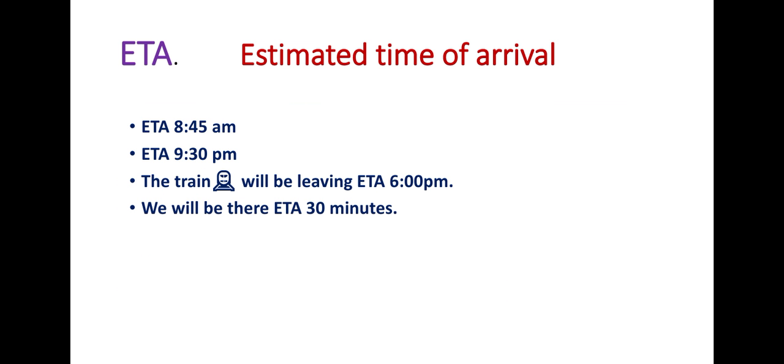Another one, and the most commonly used: every time we go to the airport or the station, we see ETA, estimated time of arrival. When we are talking and in writing, we can use ETA. ETA 8:45 a.m., ETA 9:30 a.m. ETA means the estimated time of arrival. It can be any time. For example, the train will be leaving, ETA 6 p.m. We will be there, ETA 30 minutes.